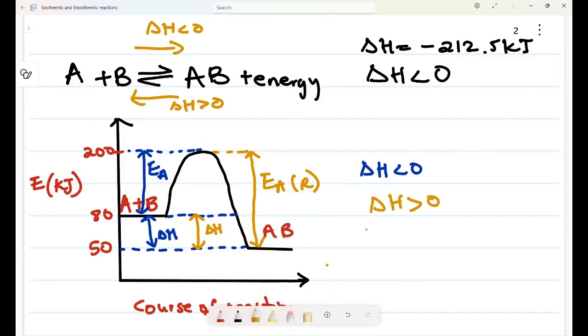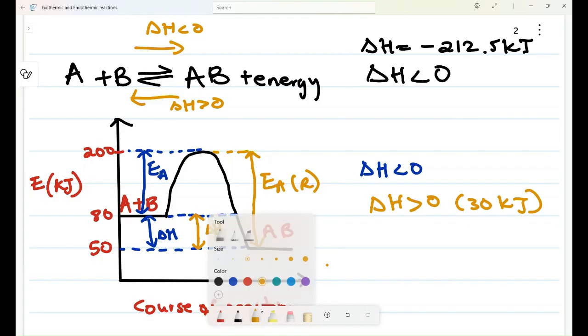Meaning, if you were to calculate here, I want you to see something. If you were to calculate here, the product is how much? It's going to be 80 minus 50. These are my products for the reverse. For the reverse, this is 80 minus 50, which is how much? 30 kilojoules. But for the reverse, I want you to check something. Can you see my change in H?